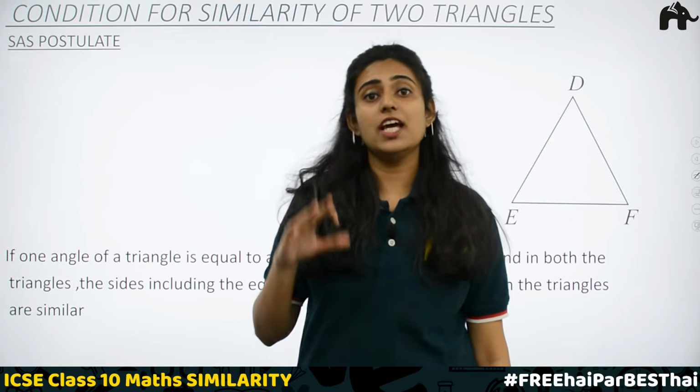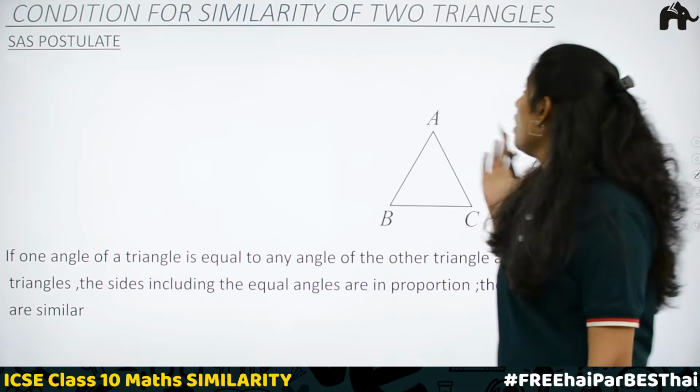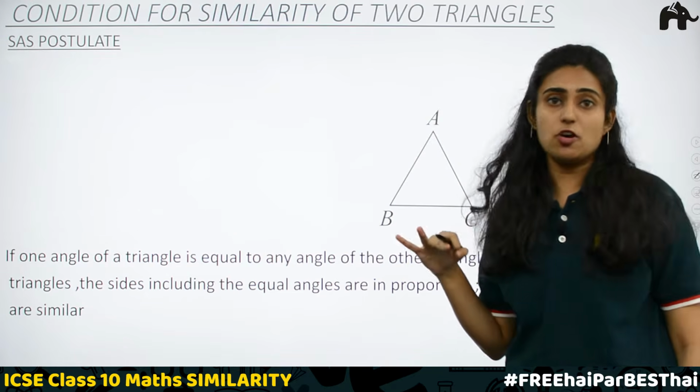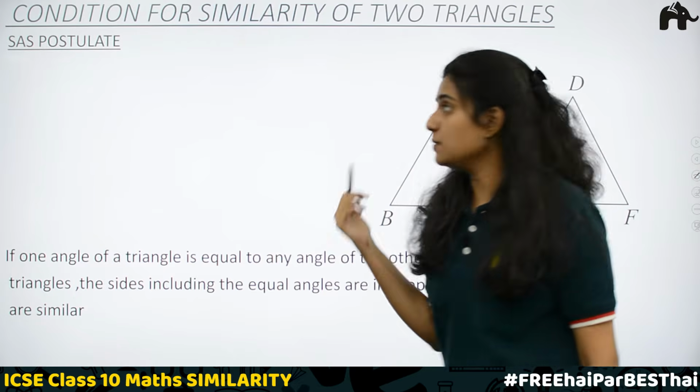To show that two triangles are similar, we will be using some conditions for similarity of two triangles. We have three postulates to discuss, and the first is the SAS postulate. Let's see what the SAS postulate is.